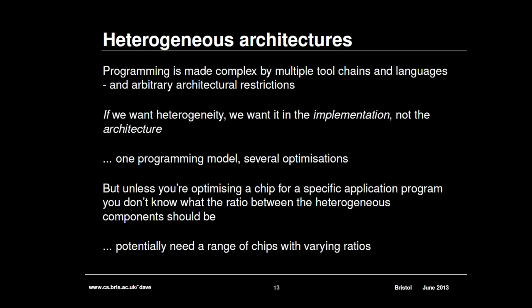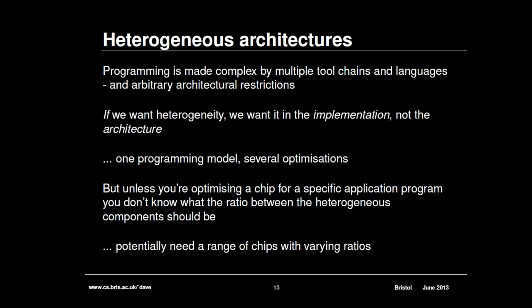Some comments about why this is a good idea. If you want heterogeneity, you really want an implementation, not the architecture, as I've said before. Programming is made very complicated by multiple tool chains and languages and arbitrary architectural restrictions, like suddenly discovering that one large chunk of your machine will only run a particular kind of parallel structure, like data parallelism. So we really want one programming model and lots of optimizations.